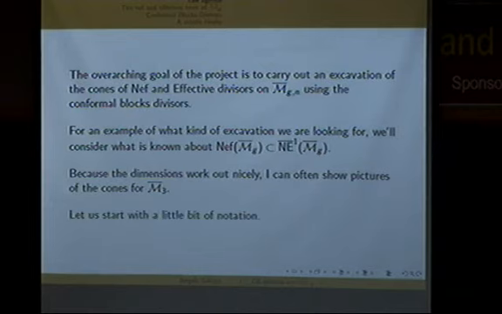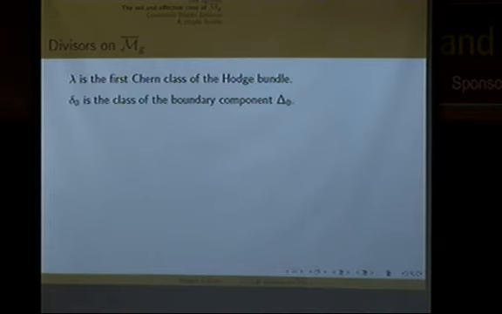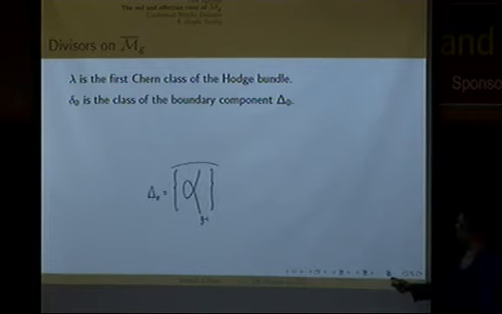So before I get to describing these things, let's just talk about notation. Okay, so I'm telling you about divisors on MG bar. A lot of you know all of this stuff. But just so we're all clear, lambda is the first class of the Hodge bundle on MG bar. I'm going to write delta 0 for the class of the boundary delta 0. So here's a picture of delta 0. It's the closure in MG bar of the locus of curves whose generic element has a single non-separating node.